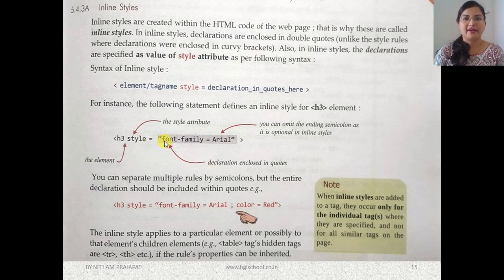Inside the tag, style will be the attribute, and in double quotes whatever style you write will be the value of the style. Here you can write more than one style. Like in the h3 tag, style equals to, in double quotes we will write font-family. I told you what is font-family. If we have to change the font type of the text, then we will use this. Here you have to write colon, not equal to, so there is a mistake again. You have to write colon here.